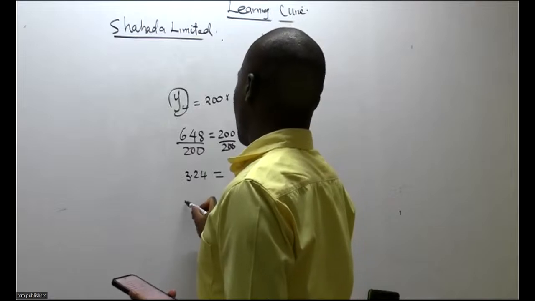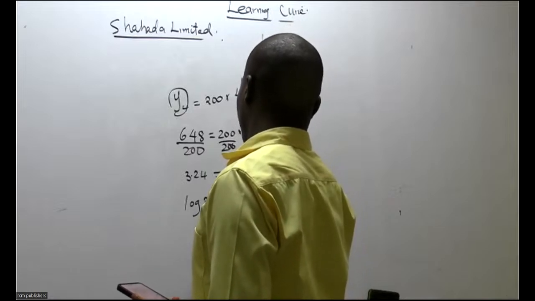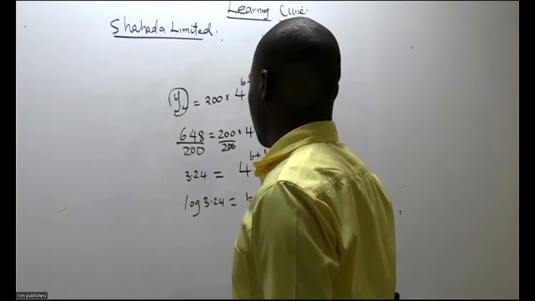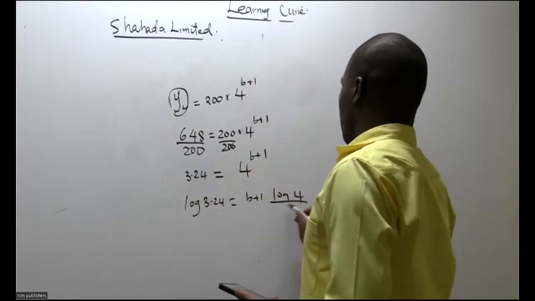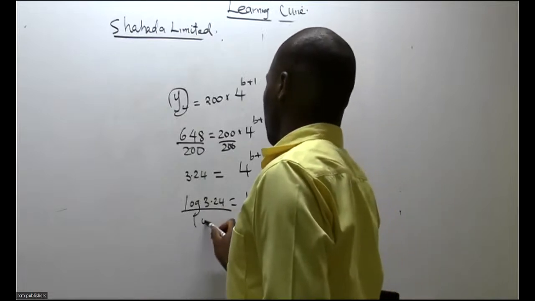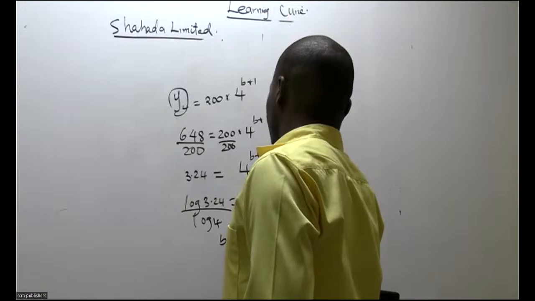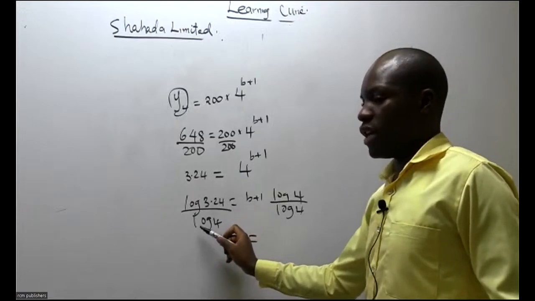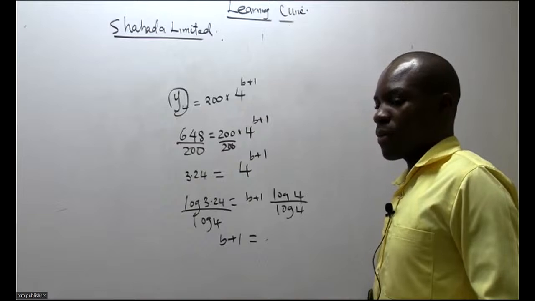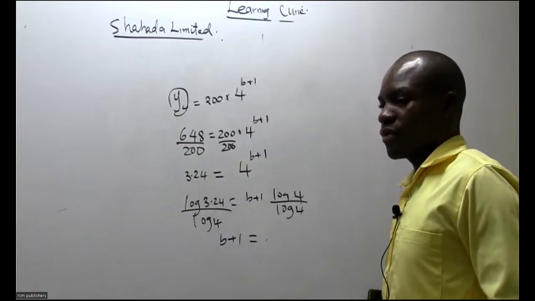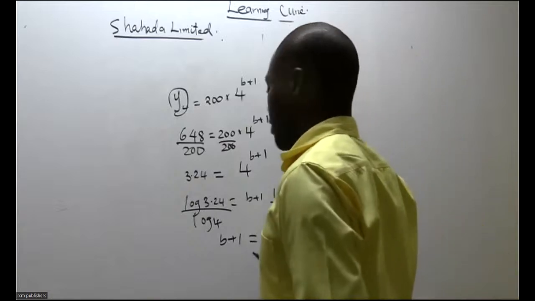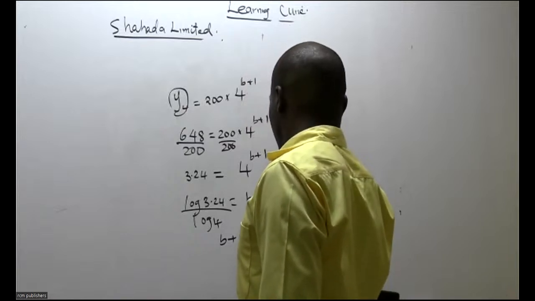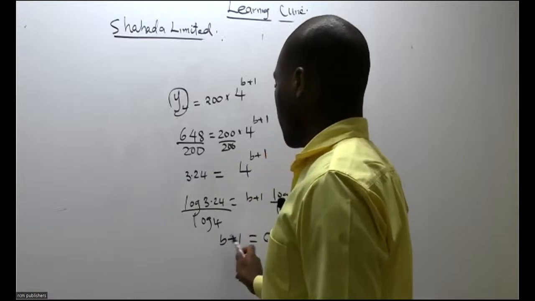Introduce log. We are going to have log 3.24 is equal to B plus 1 log 4. So divide both sides by log 4. So B plus 1 is equal to log 3.24 divided by log 4. What will you have? 0.848. Good. You have this. So give me the value of B.